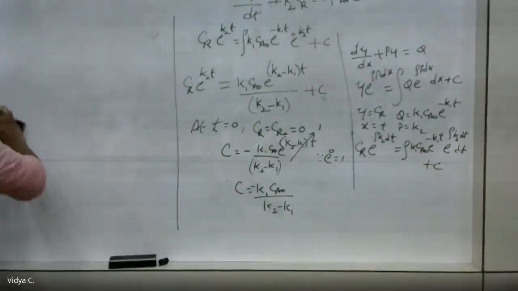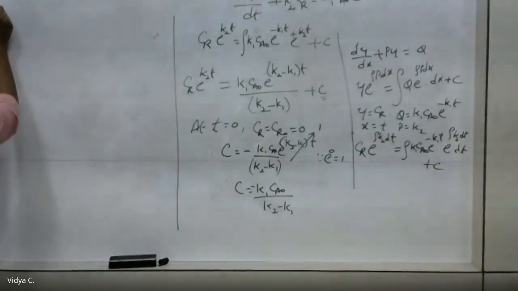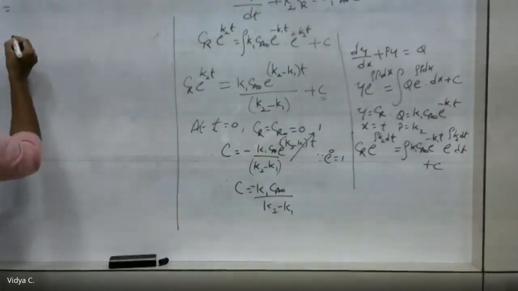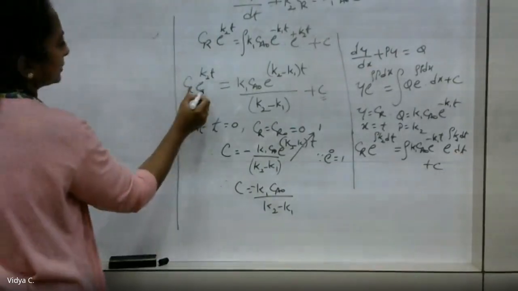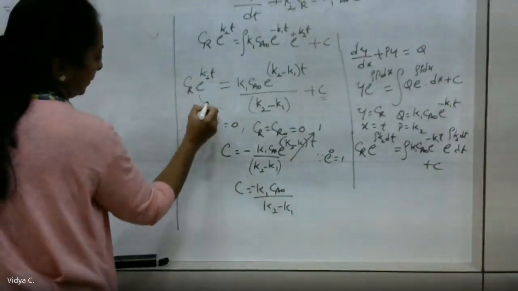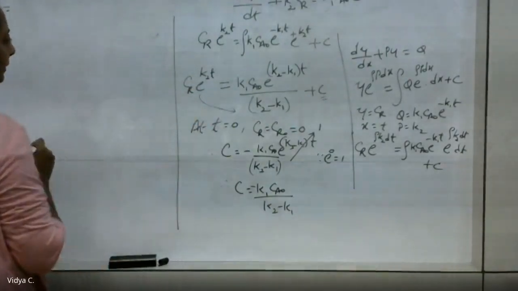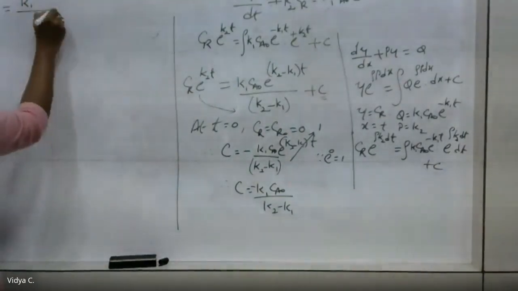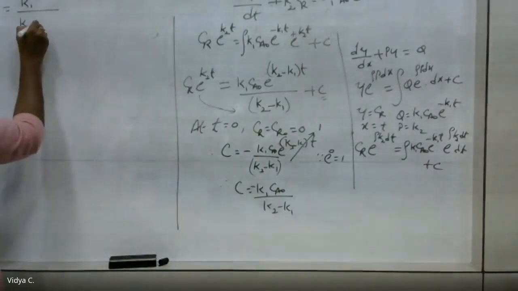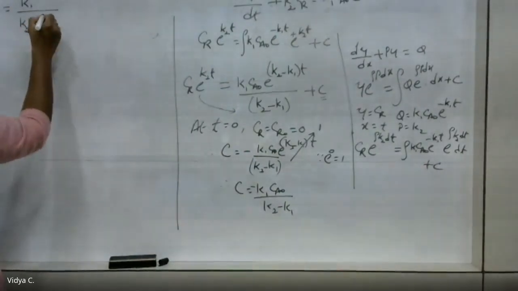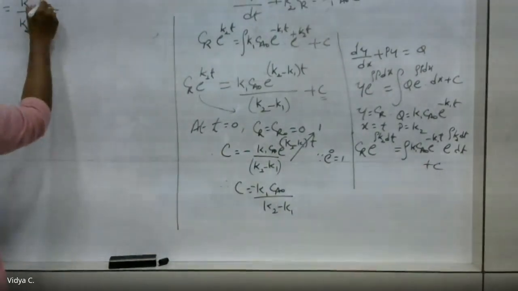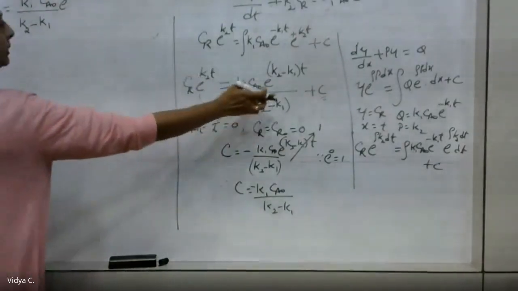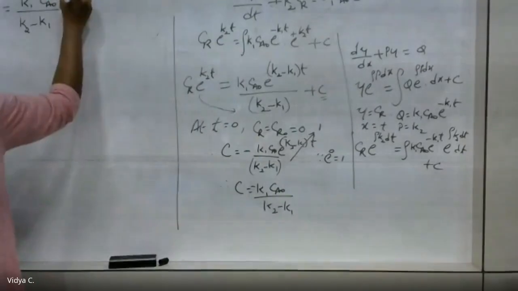So what will be CR now? It's a very lengthy derivation. So therefore CR will be, I'll be substituting, and I'll send this e to the k2 t to the RHS. So it will now be k1 by k2 minus k1 Ca naught e to the power of minus k1t, this goes up and I'm left with minus k1t.